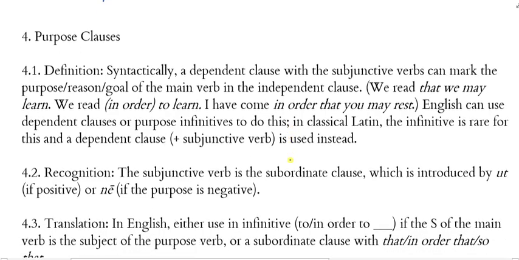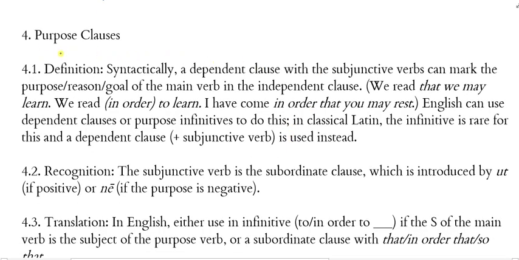Now, under point number 4, the second main use of the subjunctive is for purpose clauses. Now, we have a definition here syntactically. A dependent clause with the subjunctive verb can mark the purpose, reason, or goal of the main verb in the independent clause. So here's some English examples. We read, that's the independent clause, that we may learn. We may learn is the subjunctive form, and it's a purpose statement. This is why we read, that we may learn.